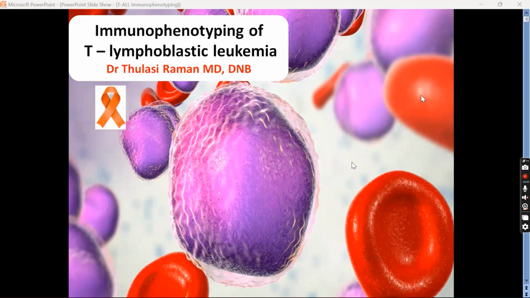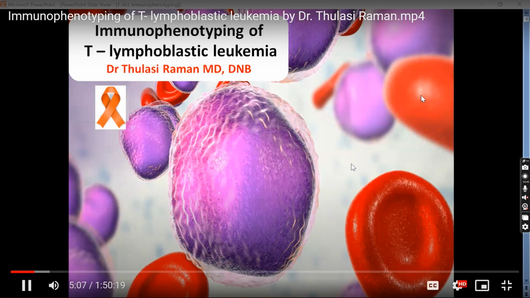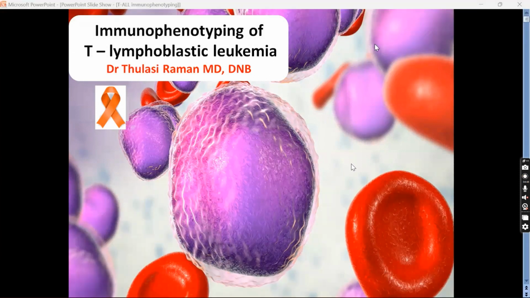Last class we saw immunophenotyping of B lymphoblastic leukemias, and we also had a live discussion the next day. Today we'll be discussing immunophenotyping of T lymphoblastic leukemia, and tomorrow we'll be having a live analysis of the cases. As I'm going, if you have any doubts, stop me there. I've enabled you to unmute yourself, so you can stop me anytime and ask your questions. I want this lecture to be very interactive and as informal as possible.